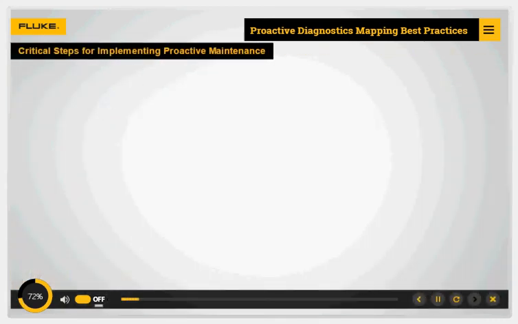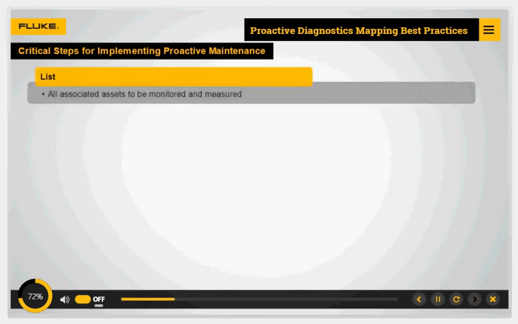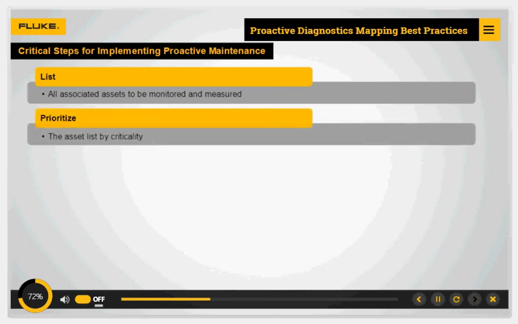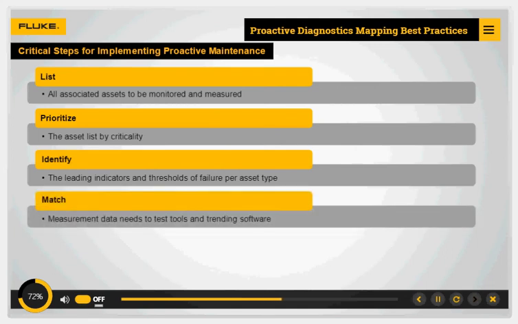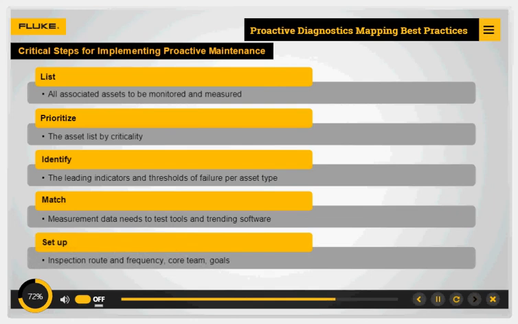To summarize where to start and what to prioritize on, here's a framework. List all associated assets to be monitored and measured. Prioritize the asset list in order of criticality. Identify what measurements provide leading indicators of asset failure and what thresholds to set alarms at. Match the list of measurements you need to the type of test tools which can collect that data and the software which will trend it. Finally, set up your inspection route and frequency, your core team, and your goals. Who should take which measurements on what assets, how often, for what purpose.